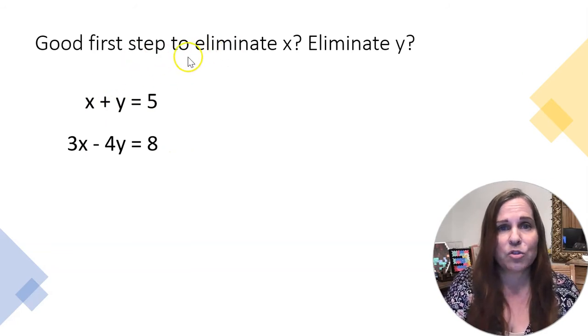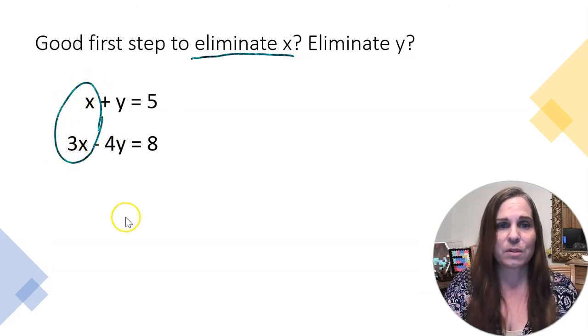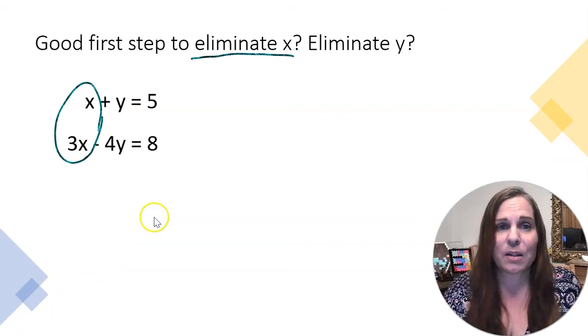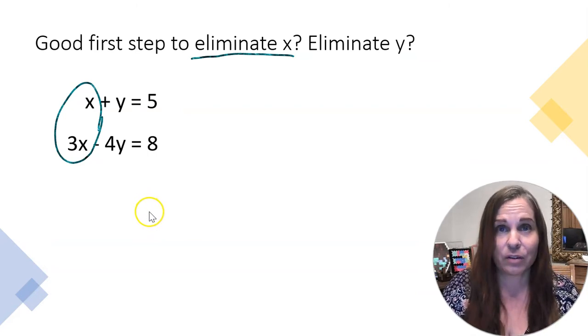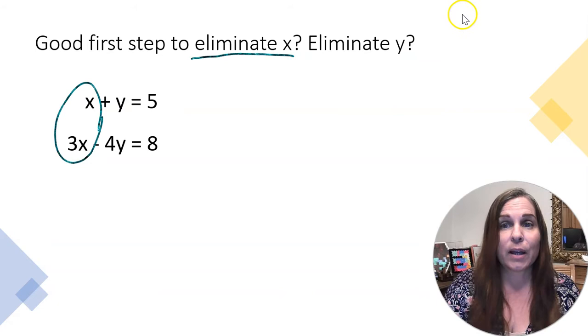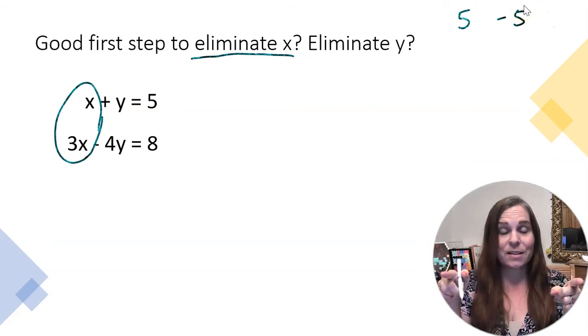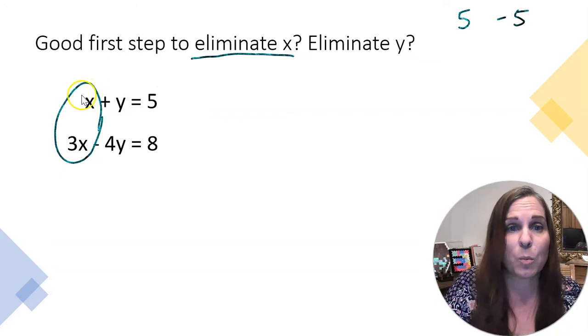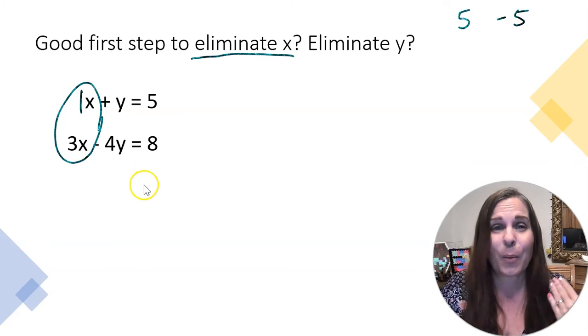If I am looking to eliminate my x term, then that means I'm just looking at the x terms, right? If I'm just looking at those x terms, how can I get them to be opposites of each other? Opposites are like +5 and -5, right? Same distance from 0, but on different sides. So I want this 1x and this 3x to be opposites of each other. What can I multiply by to make that happen?